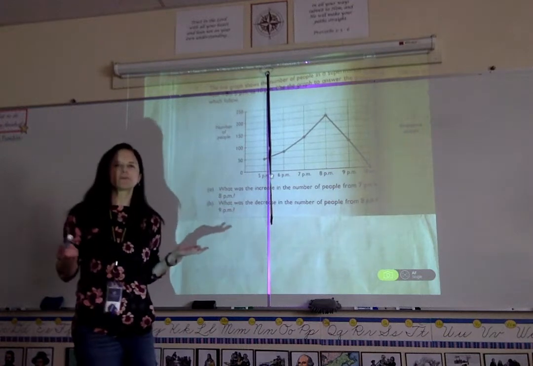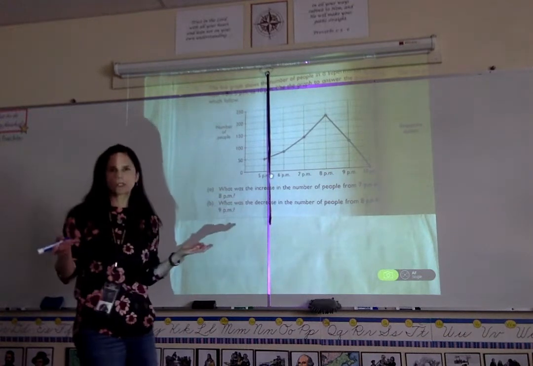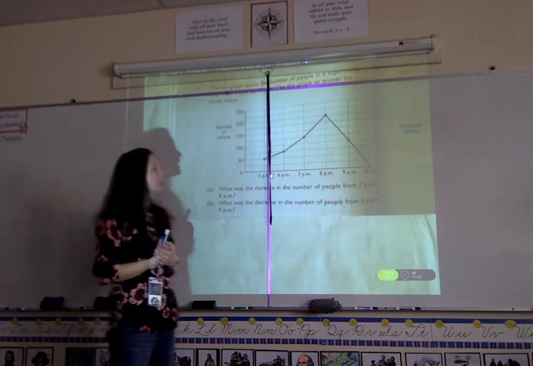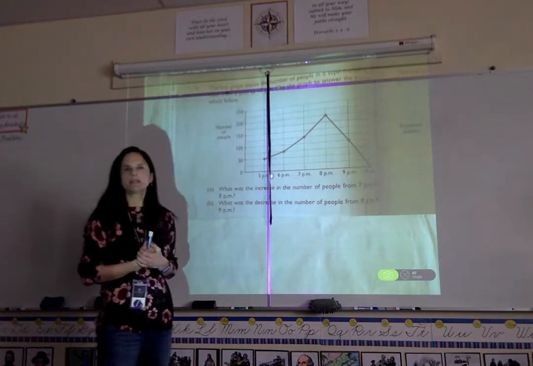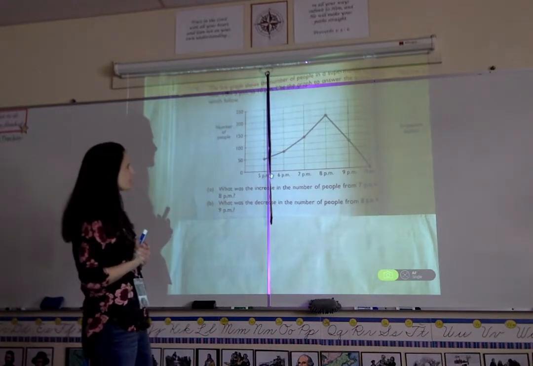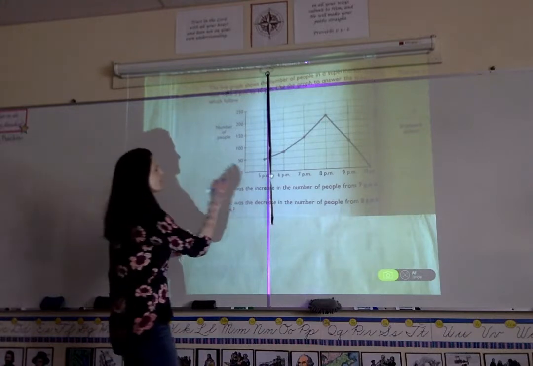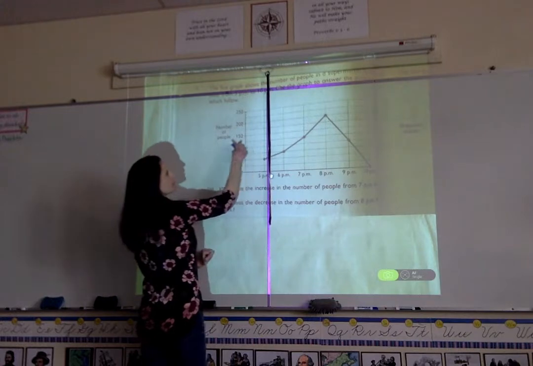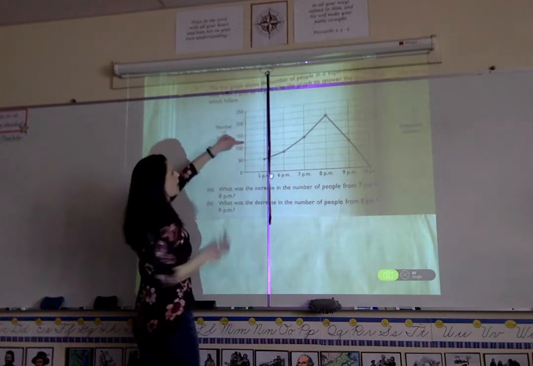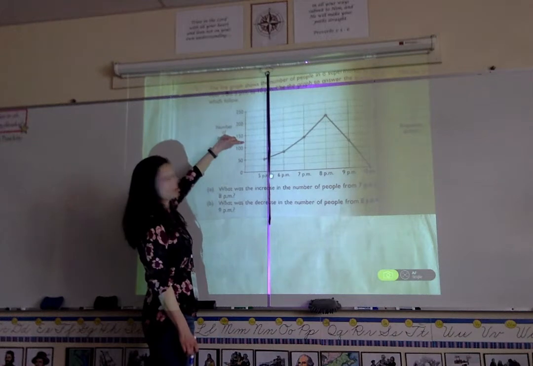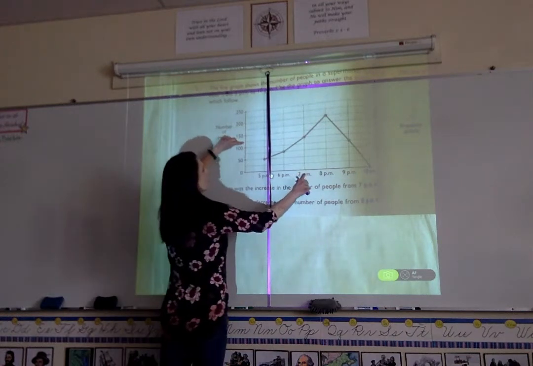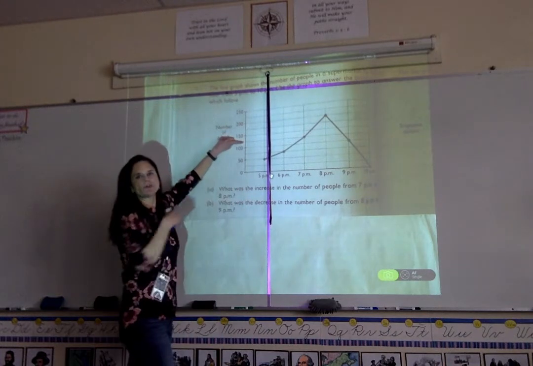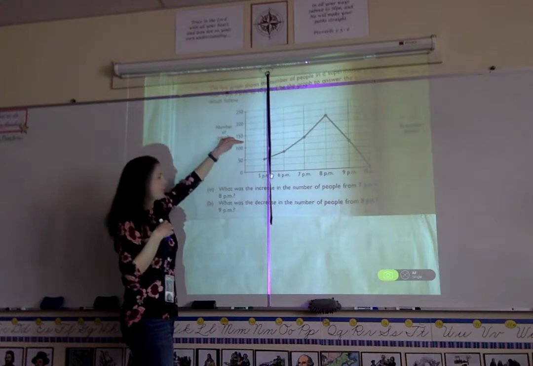So what other kinds of information would we be asked to interpret on a line graph? Well, let's see. A says, what was the increase in the number of people from 7 p.m. to 8 p.m.? To answer this question, we're going to find 7 p.m. and go up to the dot and see where it intersects on the vertical line to find out how many people were at this grocery store at 7 p.m. It's halfway between 100 and 150, so we know that that's 125 people at 7 p.m.